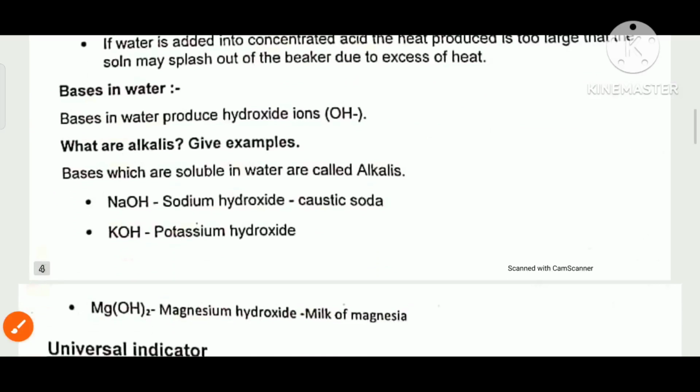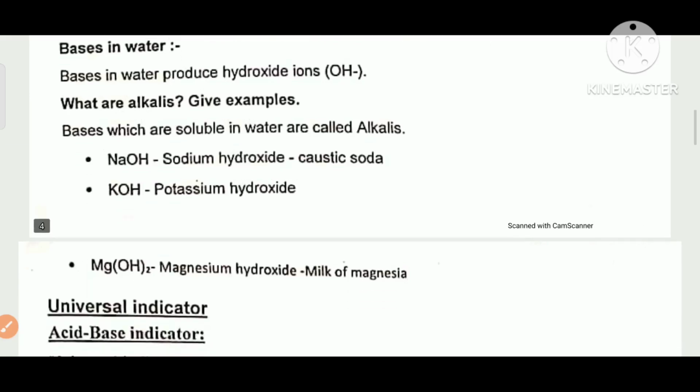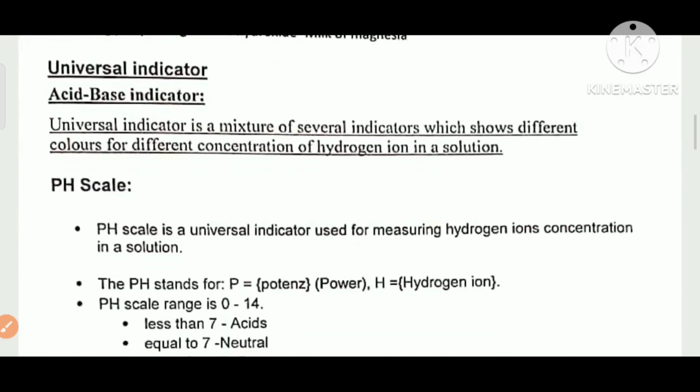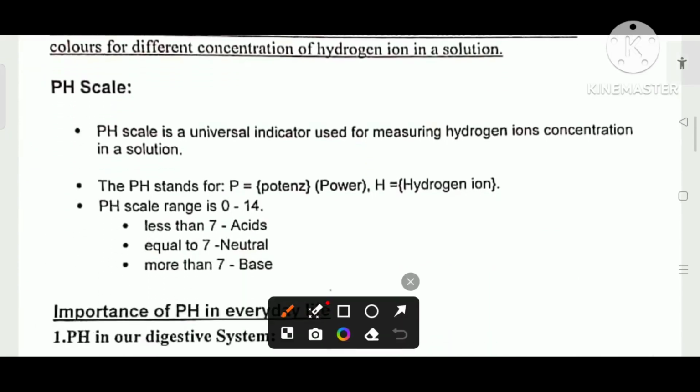Bases in water: what happens when you add bases in water? It produces hydroxide ions. Next one is alkalis, already we have discussed, and the examples also. Next one is universal indicators, acid base indicators. Definition is there. And one more most important concept, that is nothing but the pH scale.